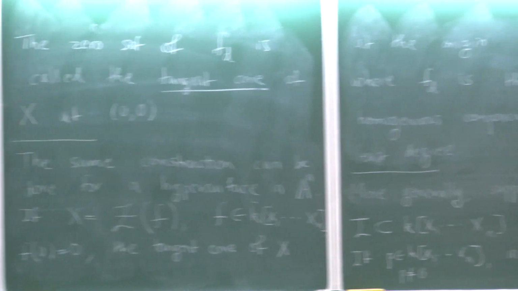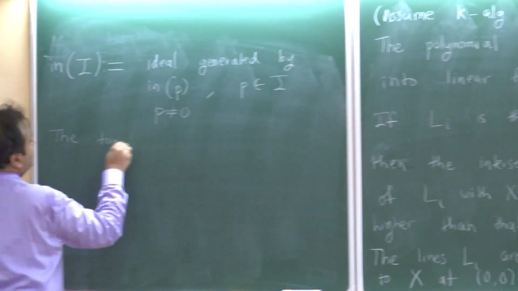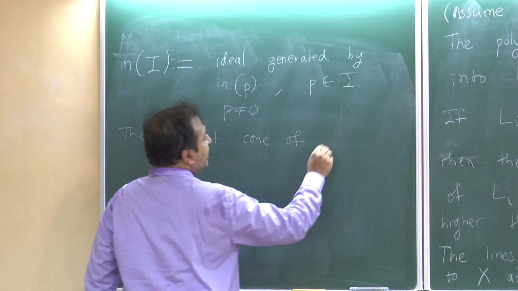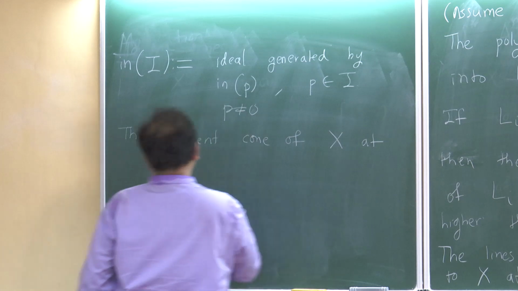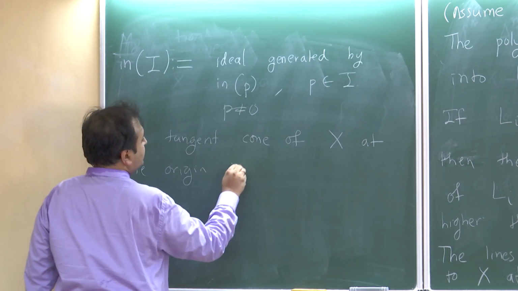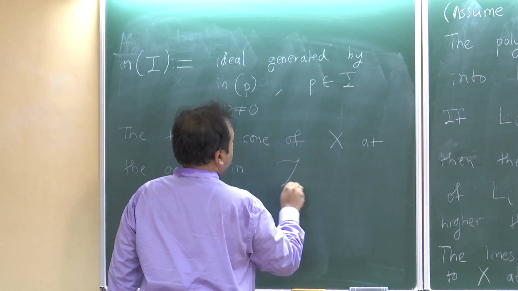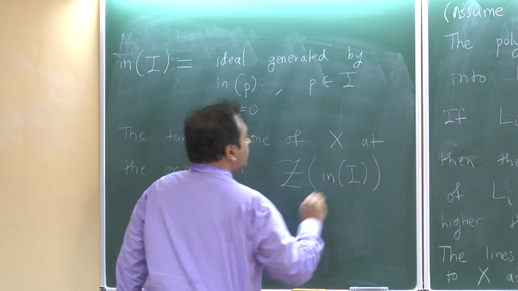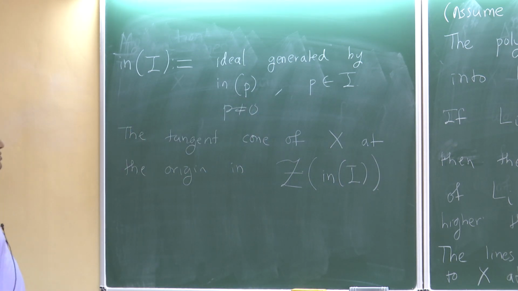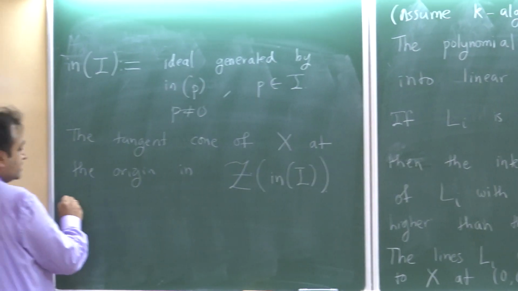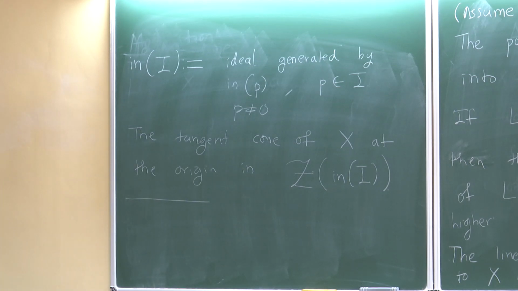Then the tangent cone of X at the origin is the zero set of the initial ideal of I. Okay, so this should be a familiar construction to some at least. Now, as I said, the problem with this construction is that it depends on the embedding, but we can improve on that.